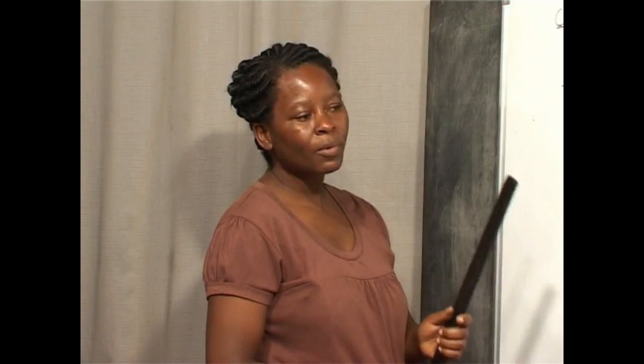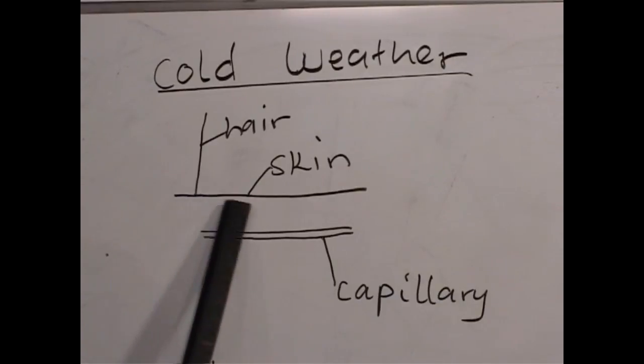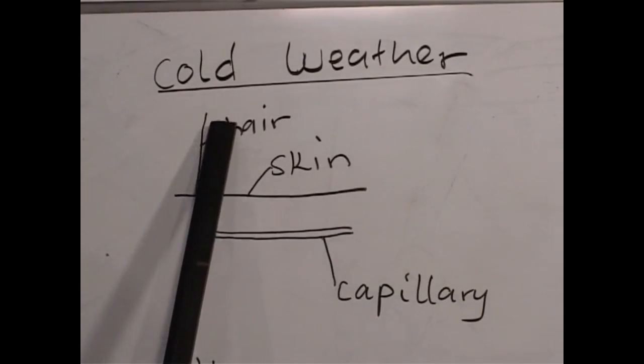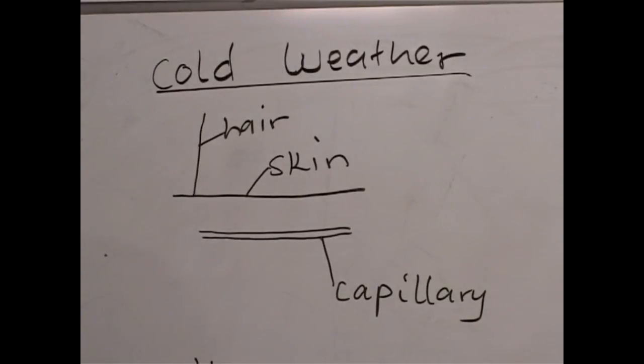So what happens is this. When it is cold, remember we said that under the dermis, we have blood capillaries. They bring oxygen and food to the skin. Apart from that, they are also involved in temperature control. The capillaries that are found under the skin, this is your skin. Then on top of the skin we have the hair. Then we have blood capillaries under your skin.